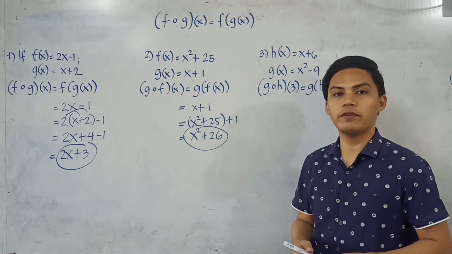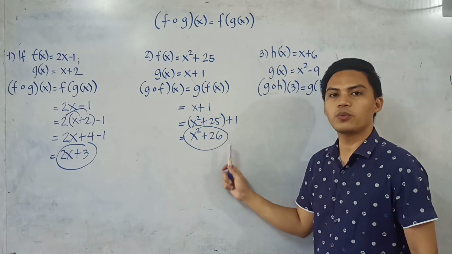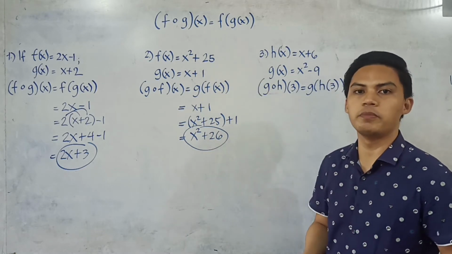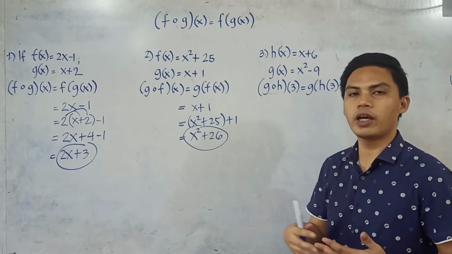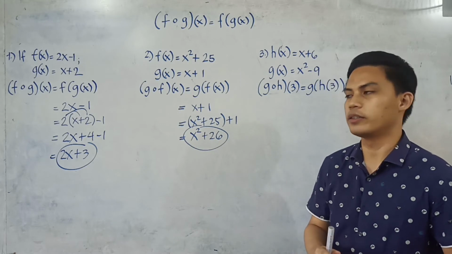Therefore, g of f of x would be equal to x squared plus 26. So again, not all the time f of g of x lang yung ibibigay. So you can have any names sa function. Pwede rin sila magkabaliktad.